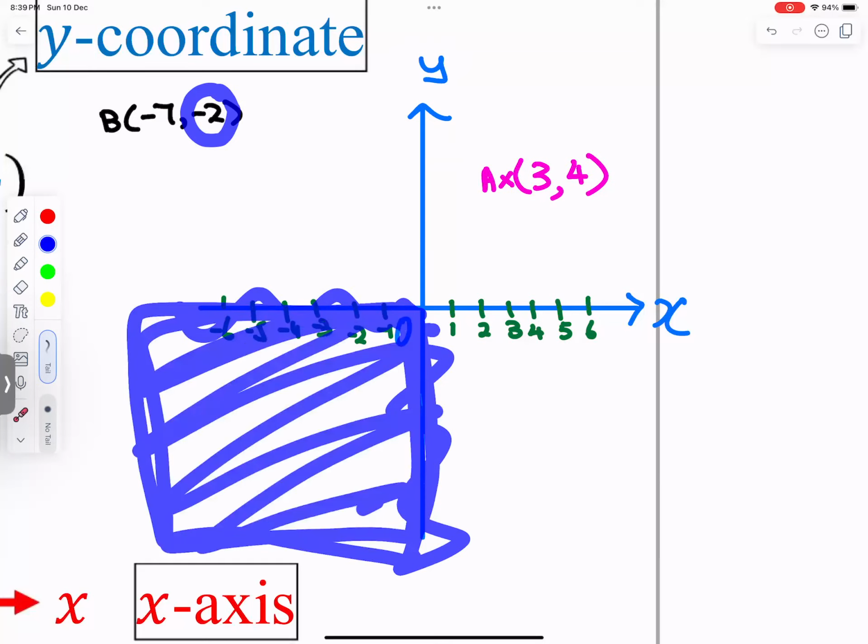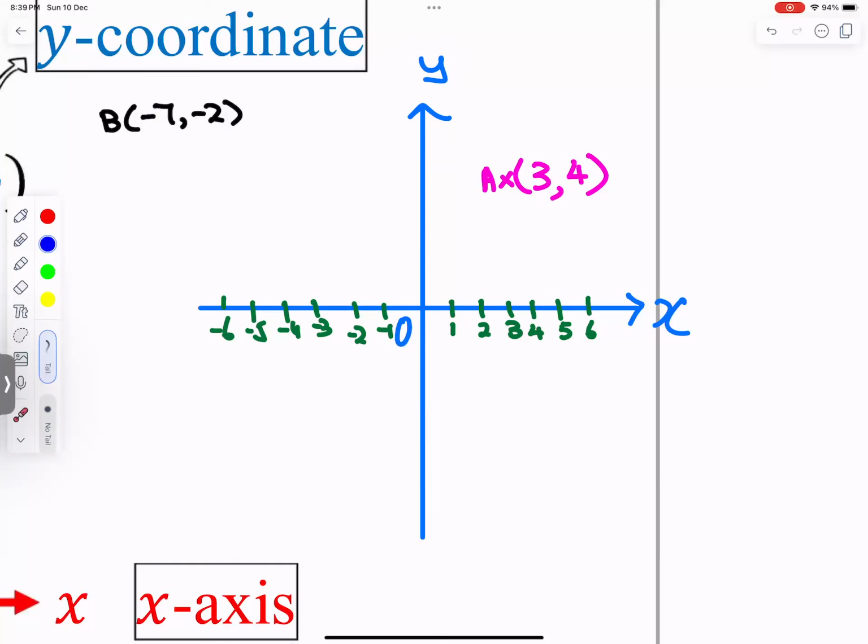You don't really need to follow exact thing. If you want to, you can still, because -7 is somewhere here for x, -2 somewhere here, and then you can draw a rectangle there. And that is where your B point will be.